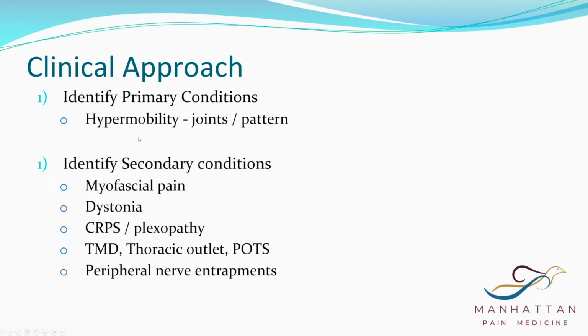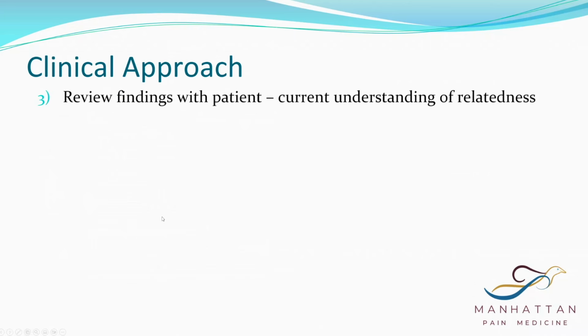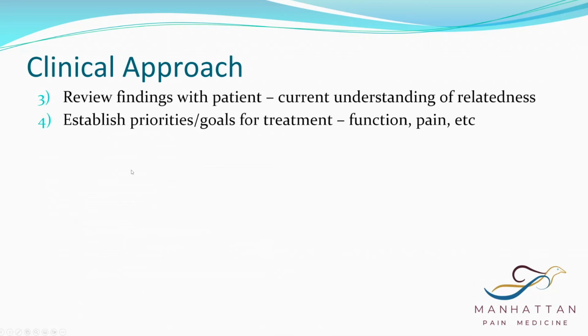So it's about identifying what the core issue is, which is often hypermobility of the joint, and then the secondary downstream issues. Of course, we want to review all of this with the patient and make sure we're on the same page. We want to establish priorities and their goals for treatment. Function is a big part of this, but of course, we're also looking at pain and everything else that's going on. And we want to start down a path of treatment.